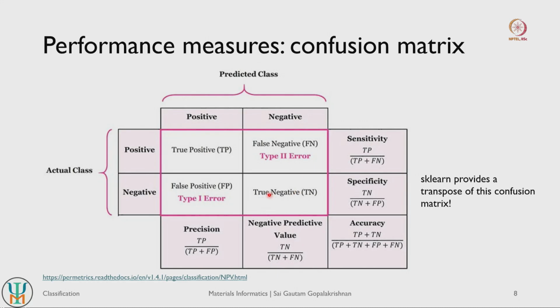Now depending on how many true positives, true negatives, false positives, false negatives each model predicts, you can define multiple performance metrics. There are some popular ones. The first is accuracy. This is what we saw in the last few slides. It is the total number of right predictions, so true positive and true negative, divided by the total number of predictions that you make.